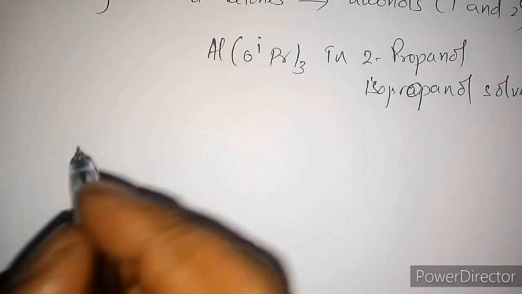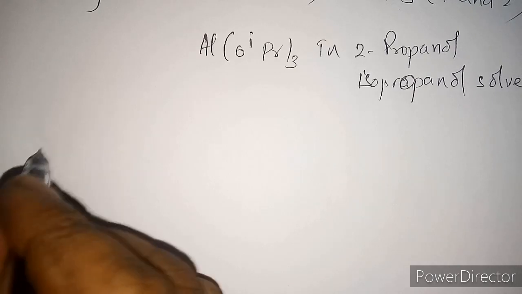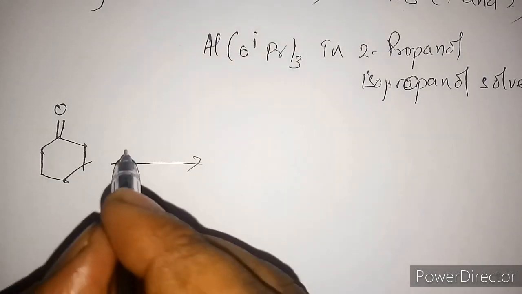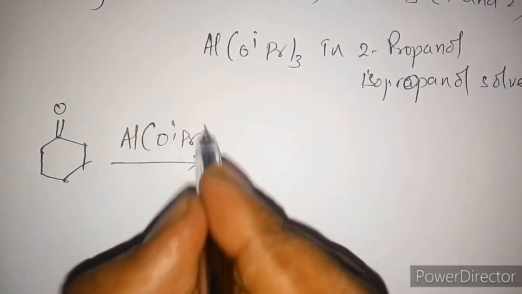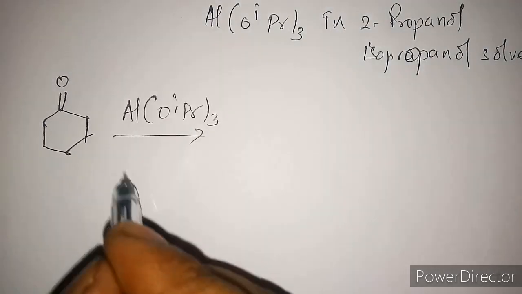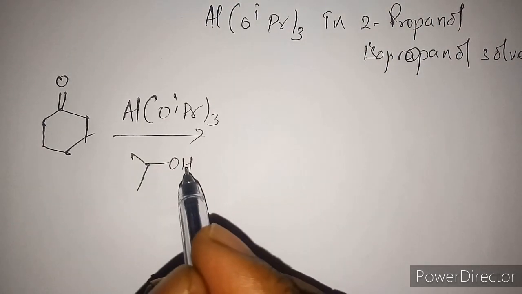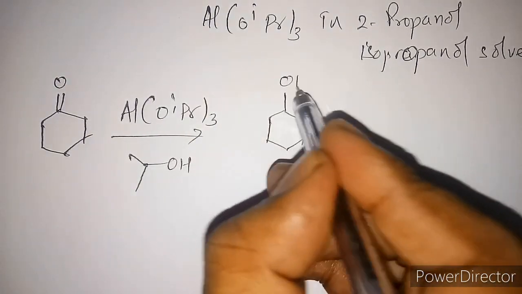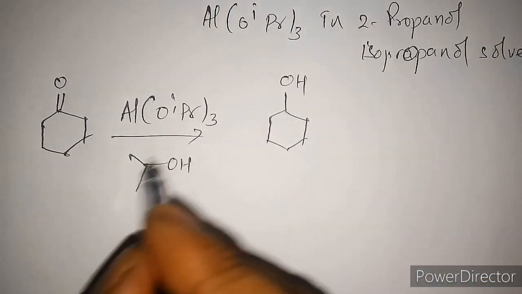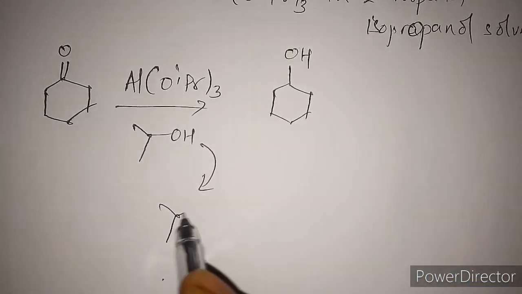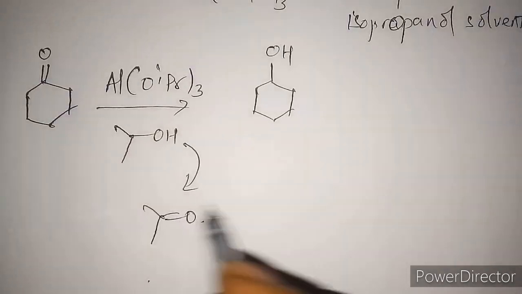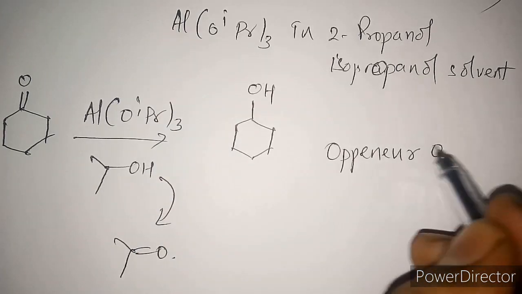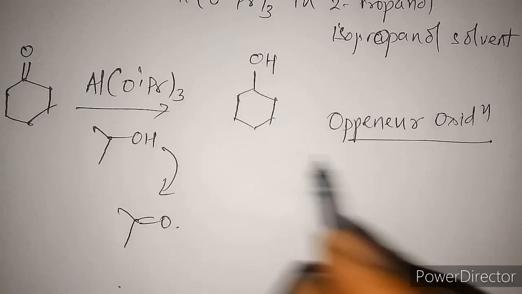Say for example, this is a ketone. We are converting ketones into alcohols by using aluminum isopropoxide and isopropanol. So the ketone will be reduced to alcohol, and the solvent itself will be oxidized to ketone. And this is exactly the reverse process of Oppenauer oxidation.